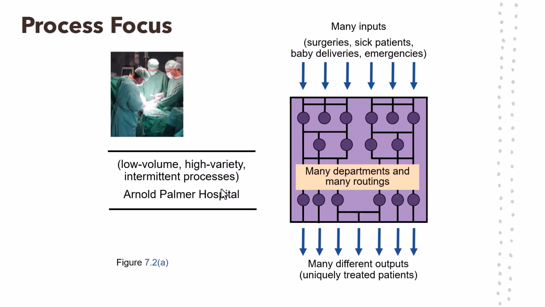Each of these areas is very specialized. There's high volume for the total facility, but each specialization within the medical facility is low volume but high variety, meaning each doctor is offering a different service. There's a gastroenterologist, a gynecologist, a urologist. That's why it says high variety but low volume for each person visiting the specialist. So you have many inputs, such as surgeries, sick patients, baby deliveries, emergencies, many departments and many routings, and many different outputs because each patient's illness is unique.